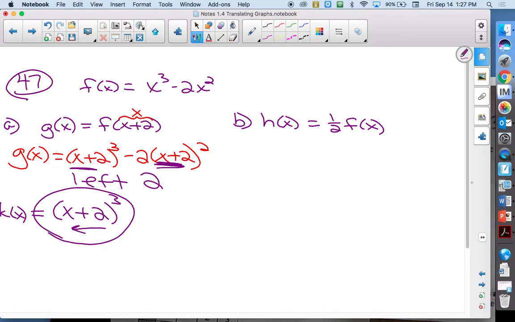Right. I think the equation is x cubed minus 3x squared. Not 2x squared? Oh. Thanks, Brennan. Alright. Oh, same difference. Thanks, Brennan. Looking out for me there.